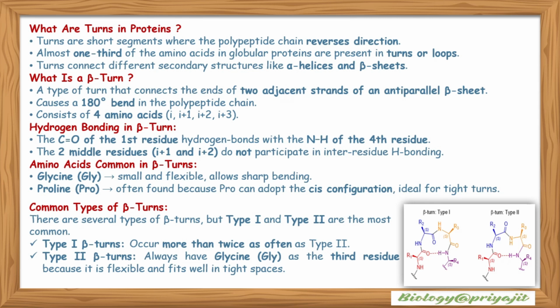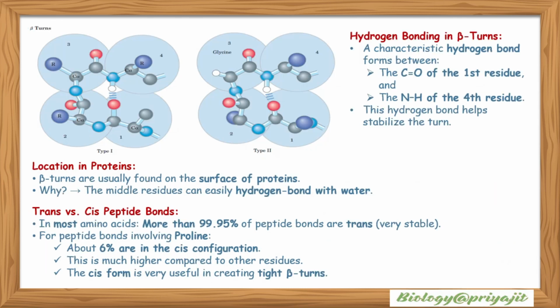Common types of beta turns: there are several types of beta turns, and type 1 and type 2 are the most common. This is the type 1 beta turn and this is the type 2 beta turn image. Type 1 beta turn occurs more than twice as often as type 2, and type 2 beta turn always has glycine as the third residue because it is flexible and fits well in tight spaces.